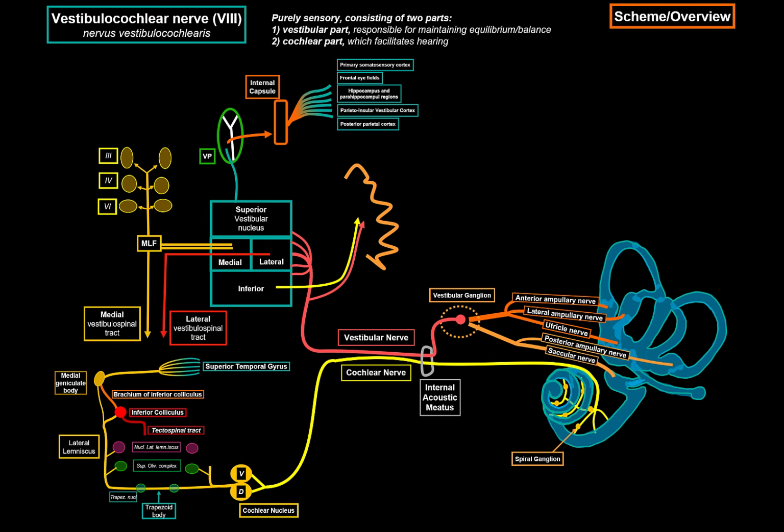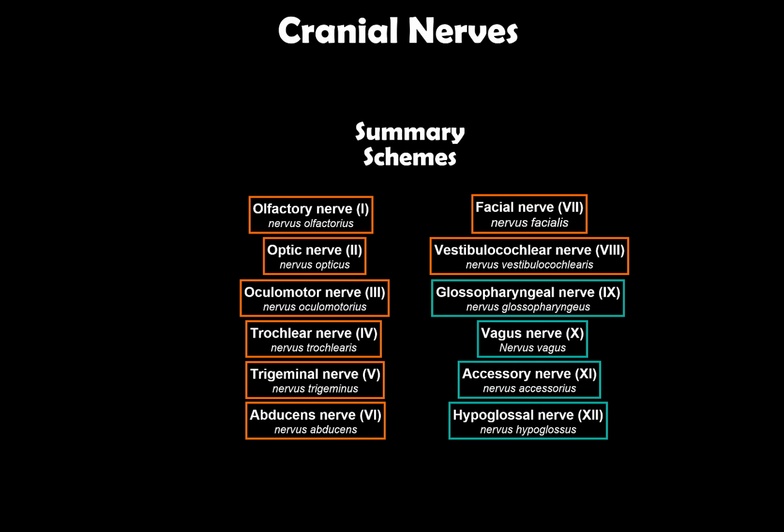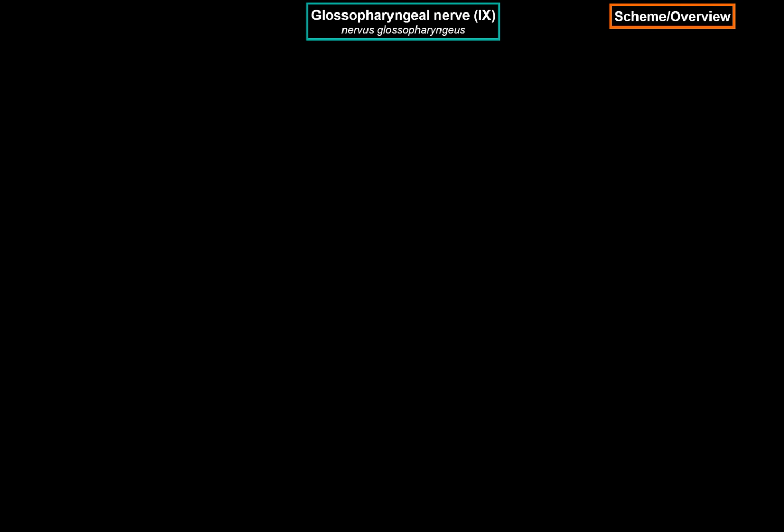So, that was the scheme for the vestibulocochlear nerve. Almost done, 9th cranial nerve. The glossopharyngeal nerve plays a crucial role in transmitting sensory information from the back of the throat, taste sensation, and saliva production, and it is involved in swallowing and speaking.